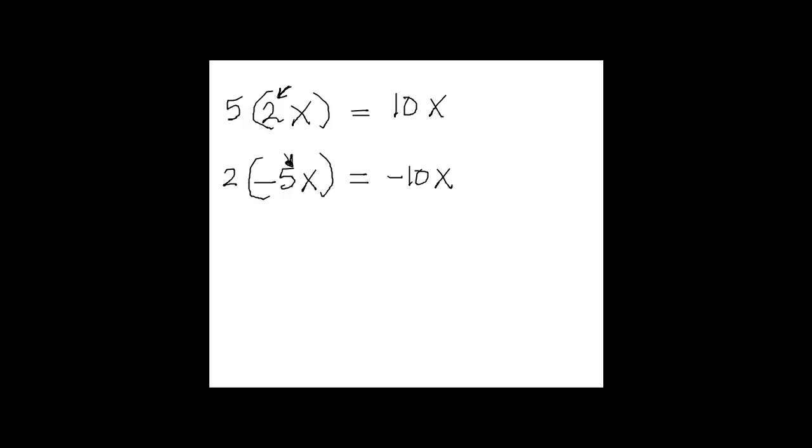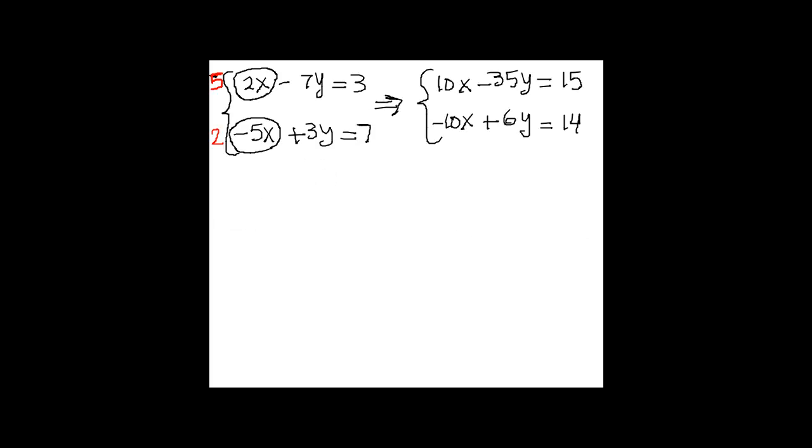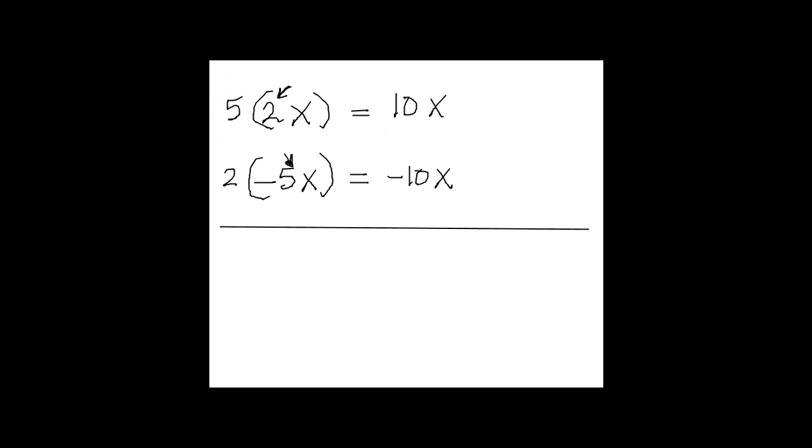Right. So if I had another example, let's take a look at the first row, if I were going to make the y terms opposites of each other: negative 7y and 3y. If I were going to make these two opposites of each other instead, then I had to multiply the first one by 3, because of this 3 here, and multiply the second one by 7, because of this 7 here. So that's why they become opposites of each other.